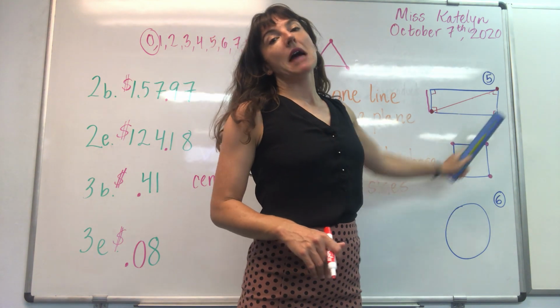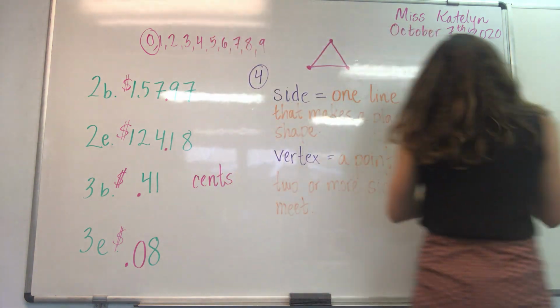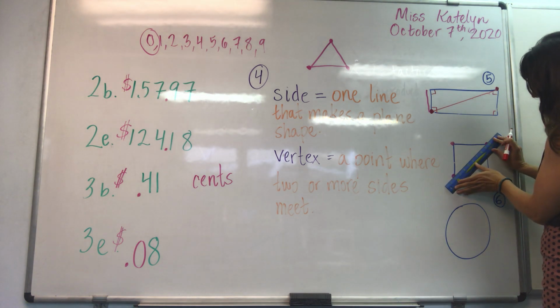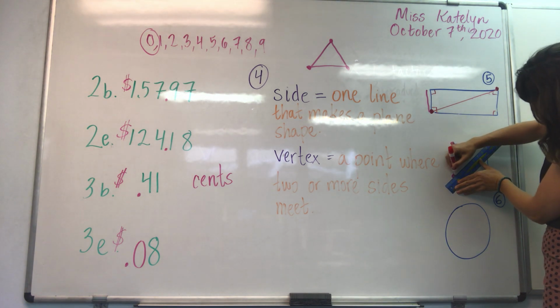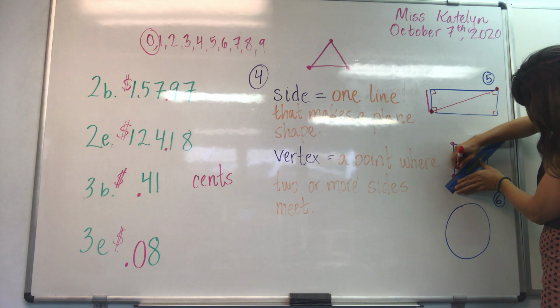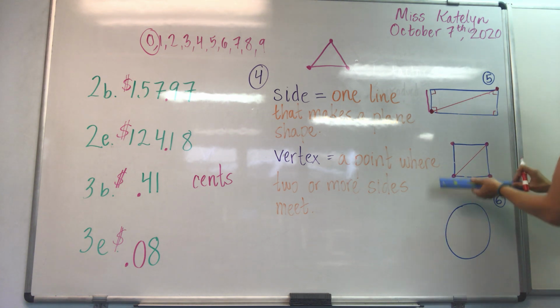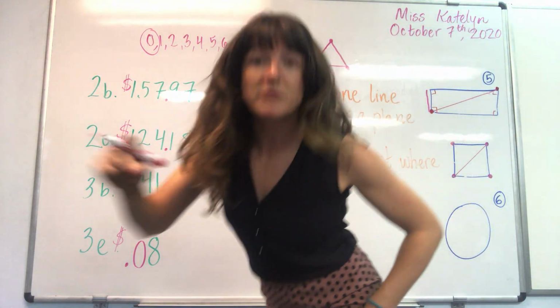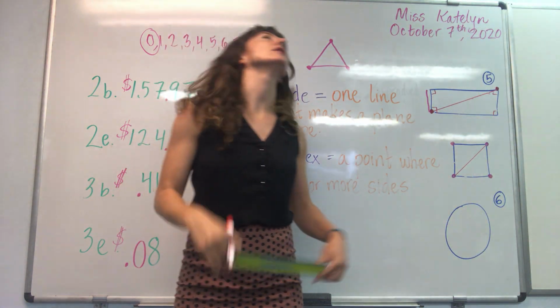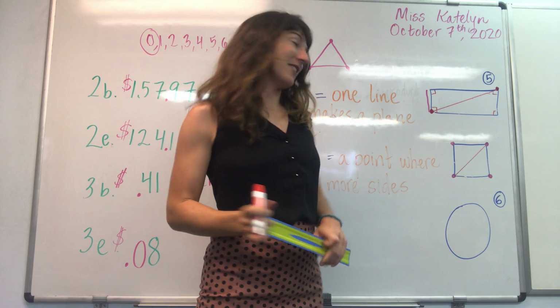Top, bottom, opposite vertex, ruler, connected, perfectly divided, boom, done.